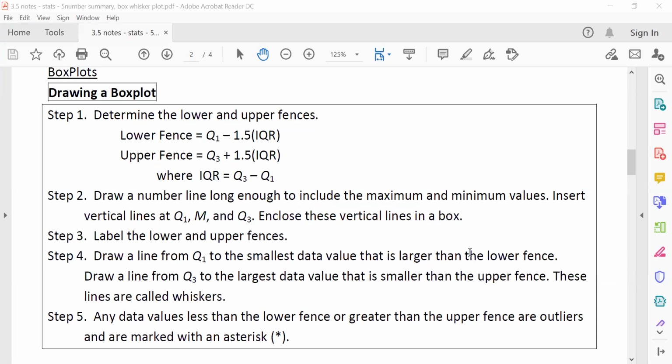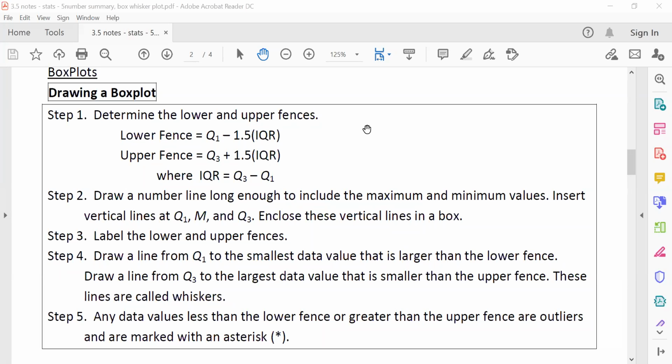You draw a line from the first quartile to the smallest data value that is not an outlier. So any outliers on here get a kind of special recognition. We put asterisks for them, and we don't include them in the core of the plot. Any data values less than the lower fence or greater than the upper fence are outliers and are marked with an asterisk. So you can jot this down if you want, this policy here.